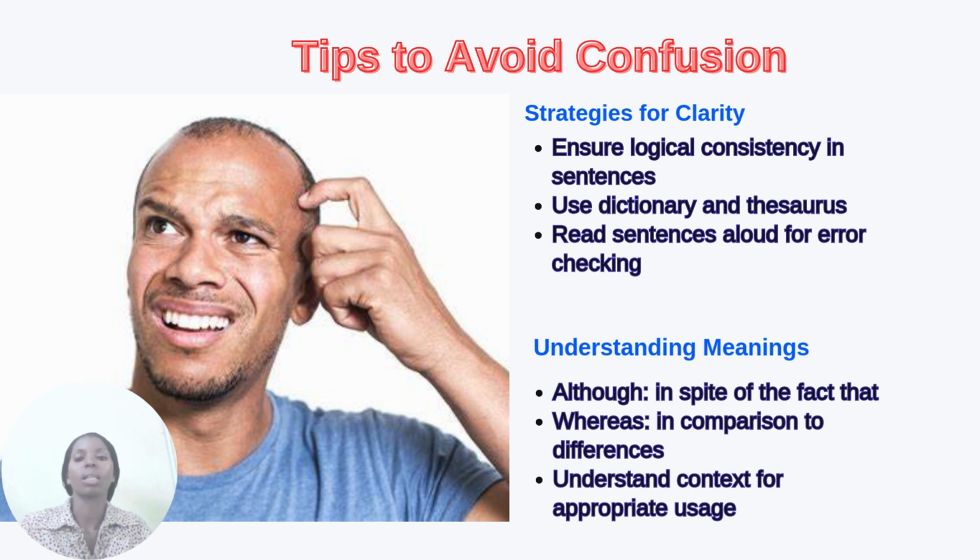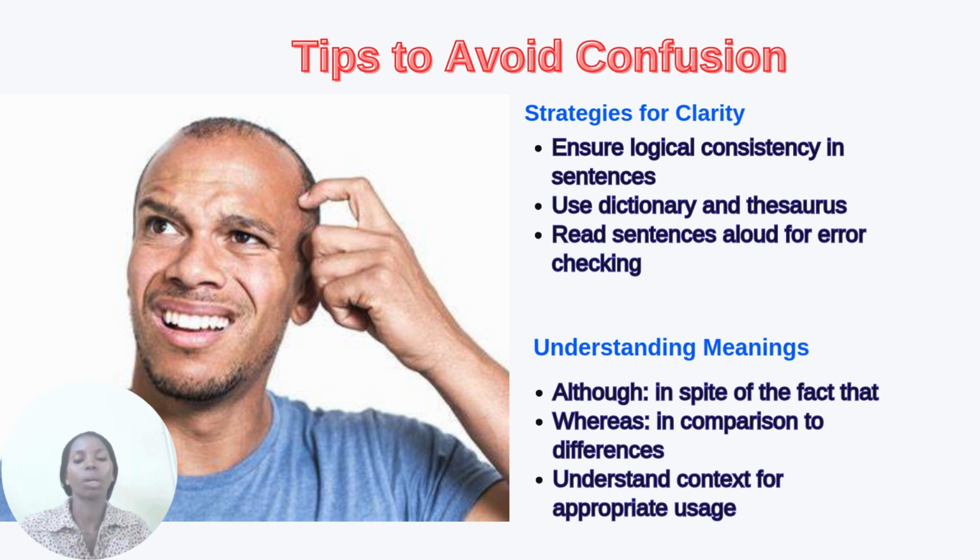All right. Now, tips to avoid confusion. We have looked at common mistakes people make, but now let's look at tips to avoid confusing both terms. We'll start with the strategies for clarity. Ensure logical consistency in sentences. Use a dictionary or thesaurus, and then read sentences aloud for error checking. If you do all this, you will not be confused.